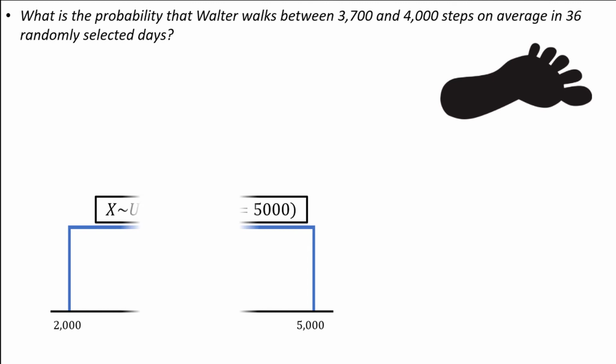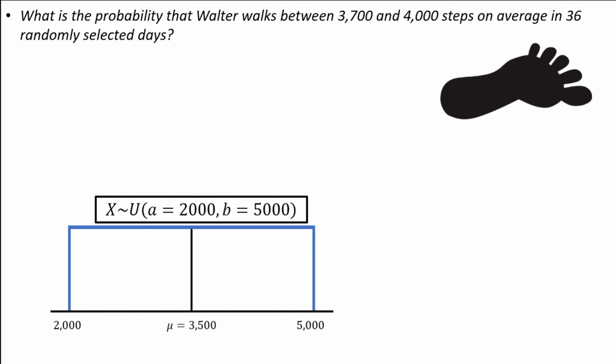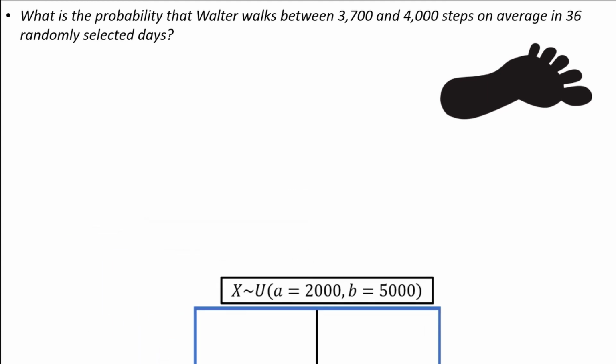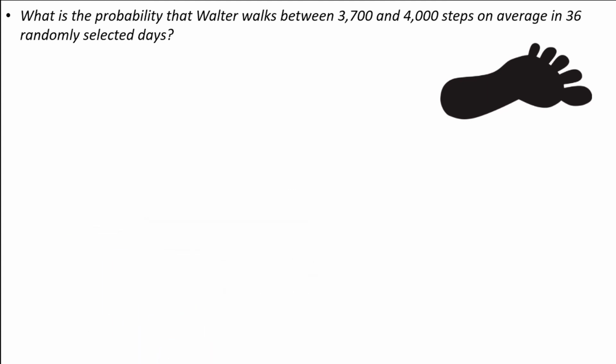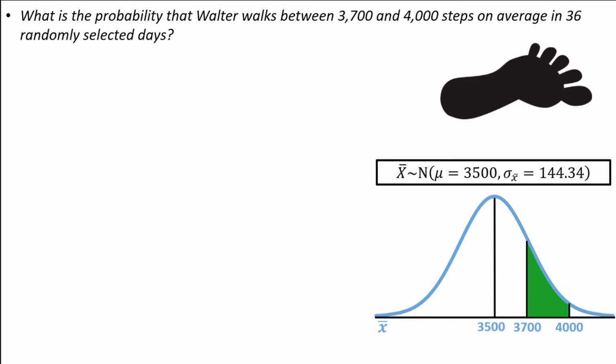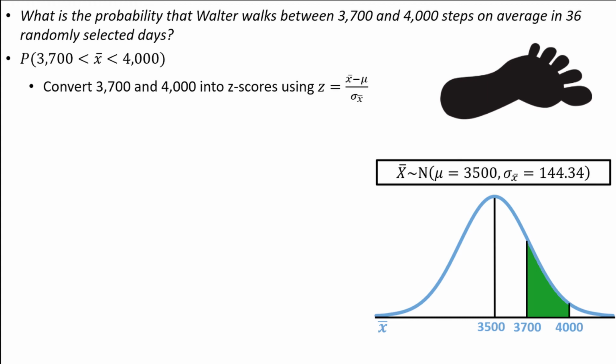The original distribution is uniform, but that is irrelevant for this problem since we are dealing with the sampling distribution of x bar. The sampling distribution of x bar is normal, and the desired area is shaded in green, which is between 3,700 and 4,000. The probability statement is the probability 3,700 is less than x bar is less than 4,000. To answer this question, we need to convert 3,700 and 4,000 into z-scores using the formula.